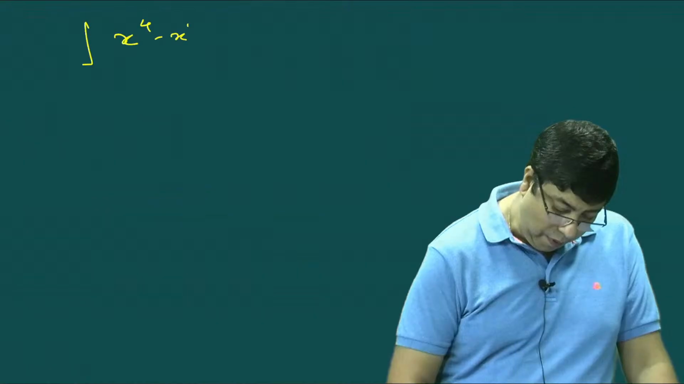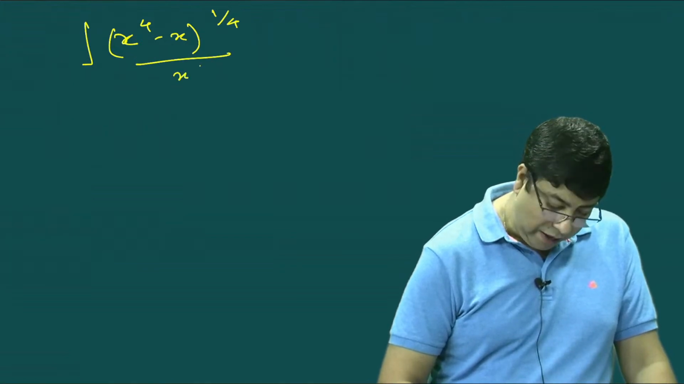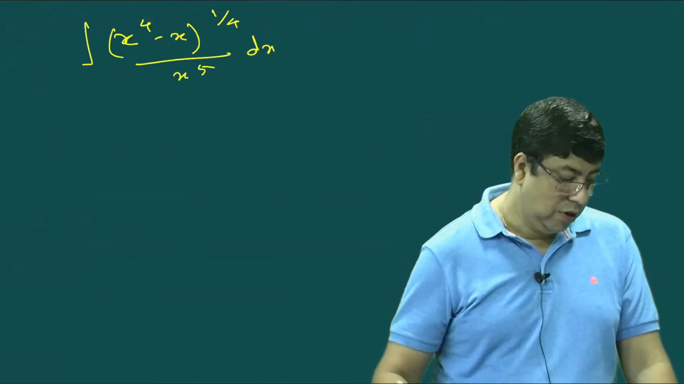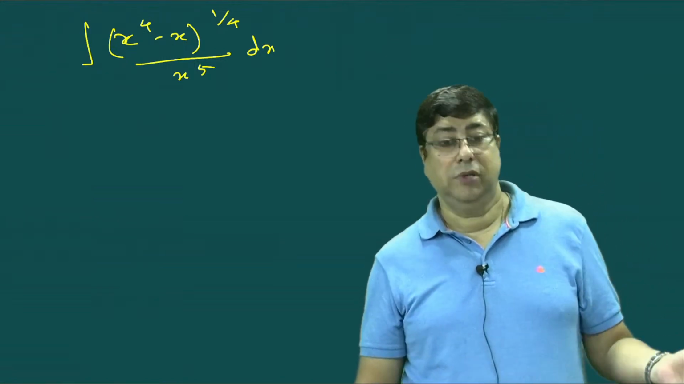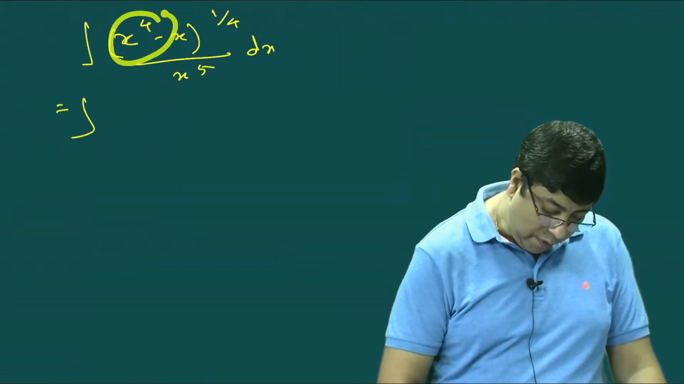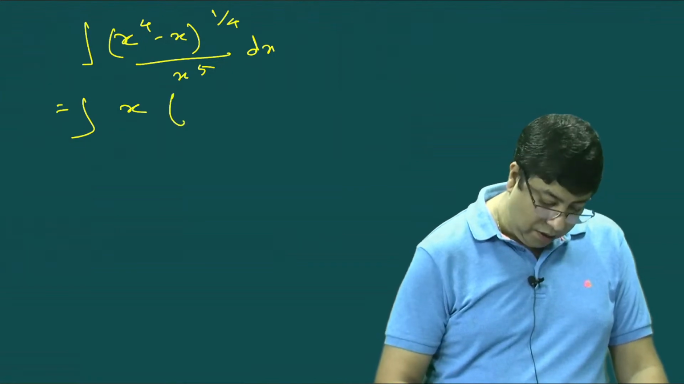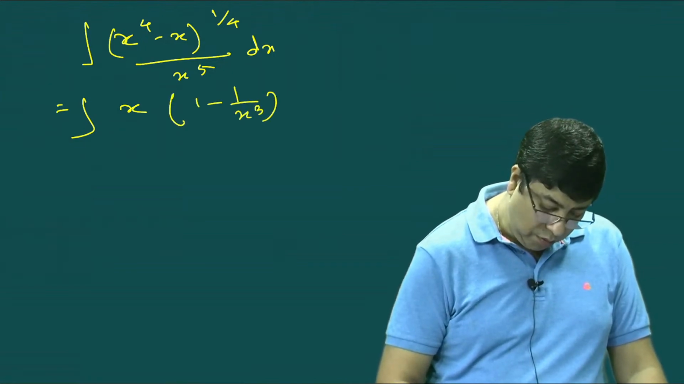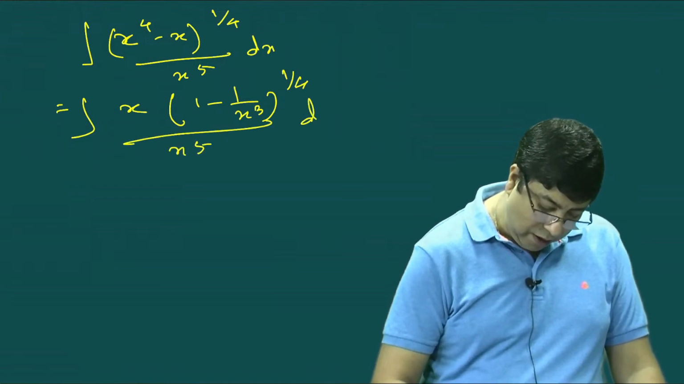One more sum, let's solve. Integration of (x to the power 4 minus x) whole to the power 1/4 total divided by x to the power 5 dx. What to be done? Once again, the same case, we have to take the maximum power outside. If we take x to the power 4 outside, it is coming out as x. So this is coming x, and it is coming (1 minus 1 by x cube) whole to the power 1/4 total divided by x to the power 5 dx.